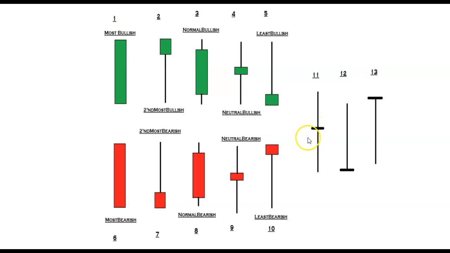This is called a doji. I like to refer to this as another form of a very indecisive candle. Okay, the very small body. We don't know if we want to go long. We don't know if we want to go short.